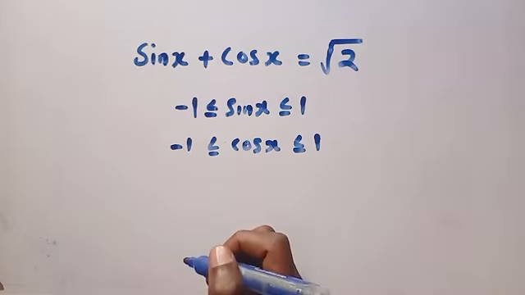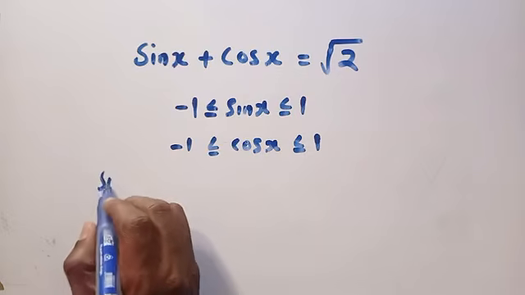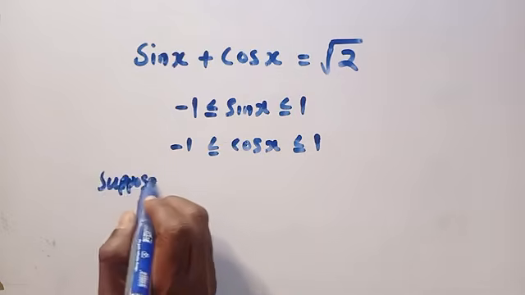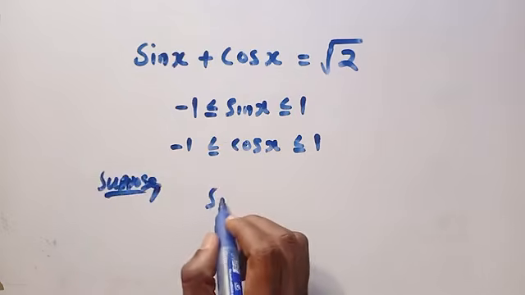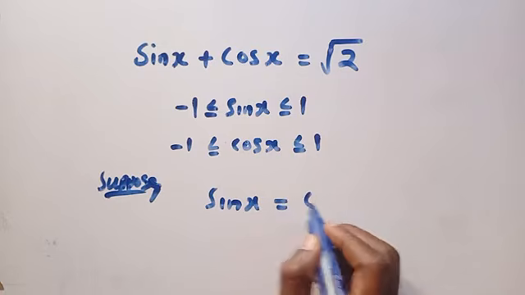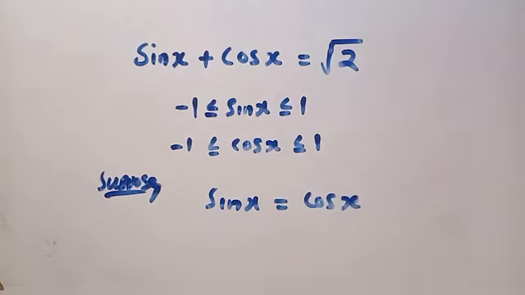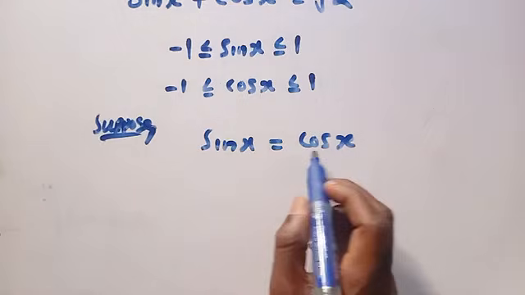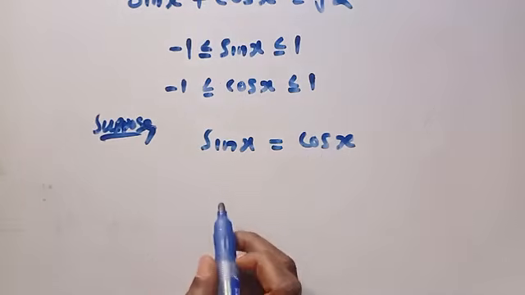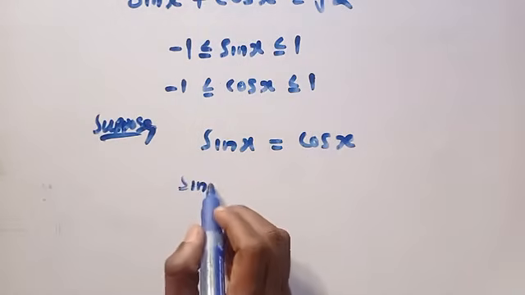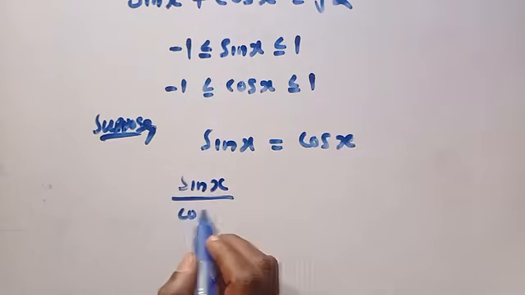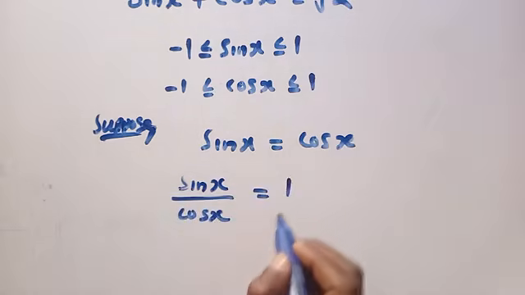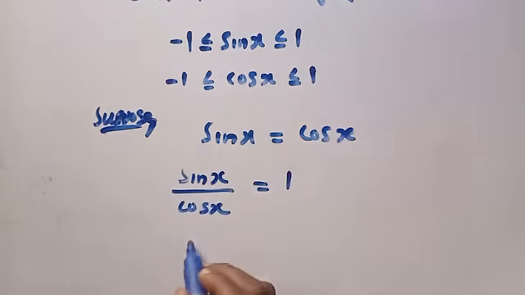And how can we know that? Suppose I let sine x equal cos x. If these two are equal, then we are going to divide both sides by cos x, so that we have sine x over cos x equals 1. And sine x over cos x gives us tan x equals 1.